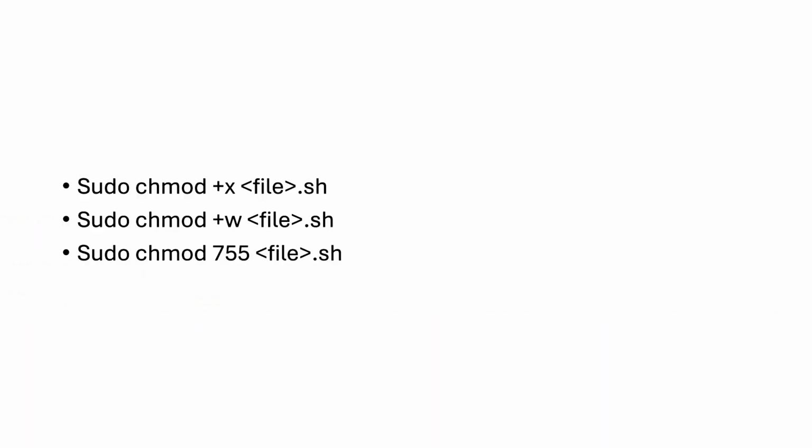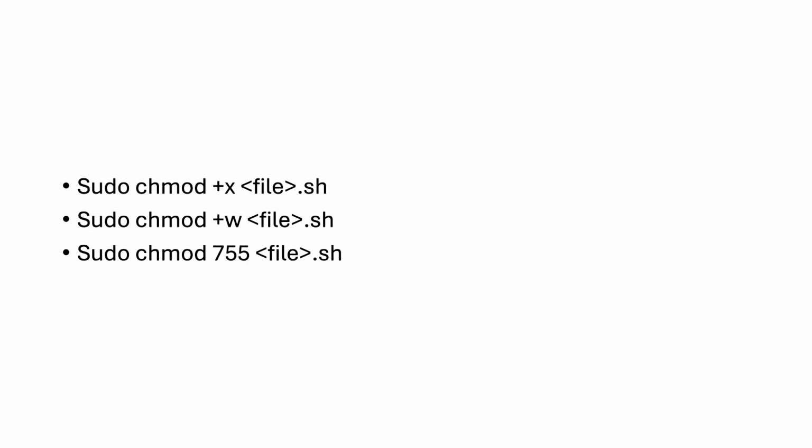Now an important thing is that since your shell script file is going to be performing an execution and also going to be writing, you want to give it the correct permissions. So as you can see over here, we have sudo chmod +x file.sh. That's your file name, don't put file. And then sudo chmod +w file.sh, and then sudo chmod 755 file.sh.